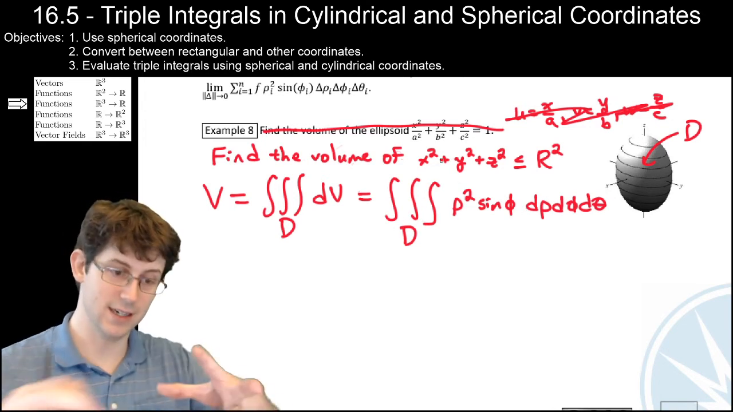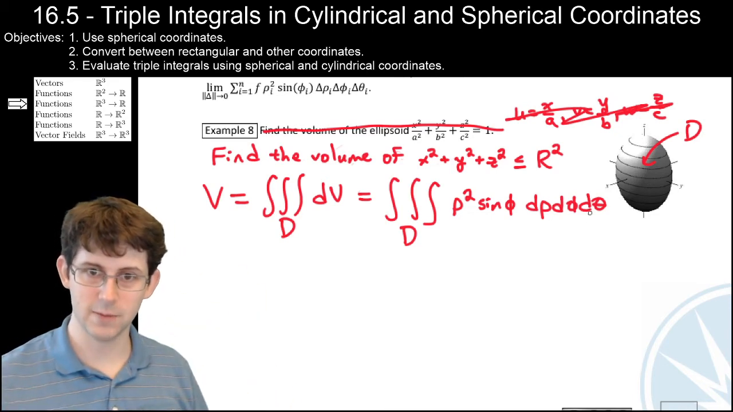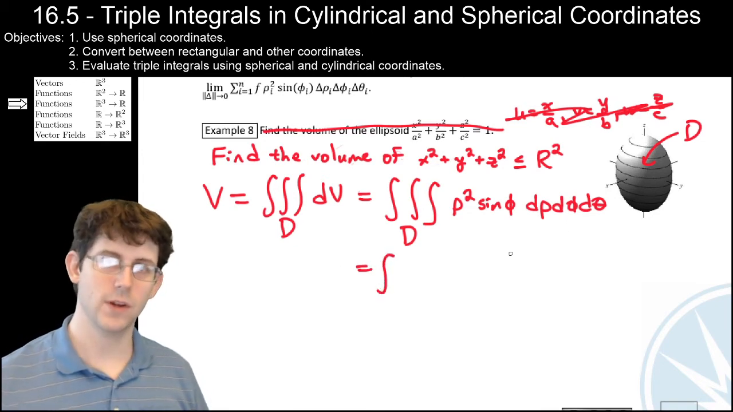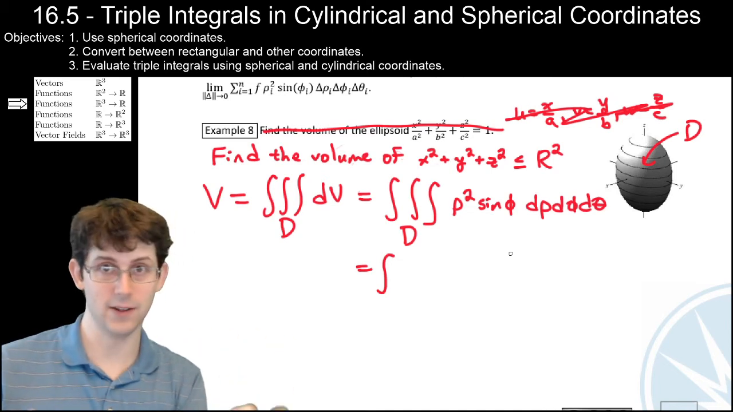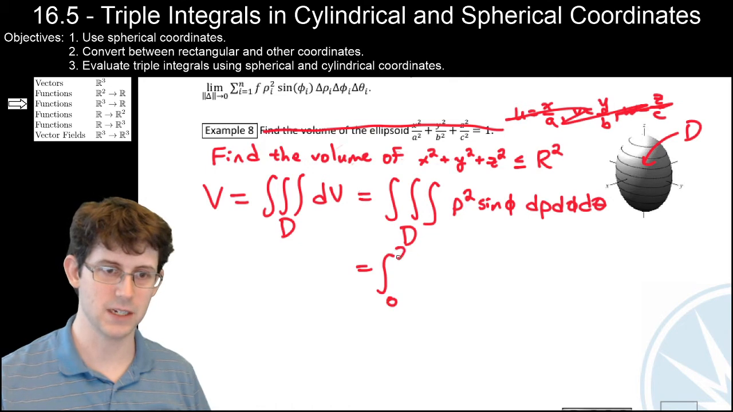So the region here is now a solid sphere. So you ask, okay, the outermost one, what's the lowest theta and what's the highest theta? Well, for a sphere, the lowest theta is theta equals 0, and you can go all the way around, theta is like longitude, the highest theta is 2 pi. So theta goes from 0 to 2 pi.